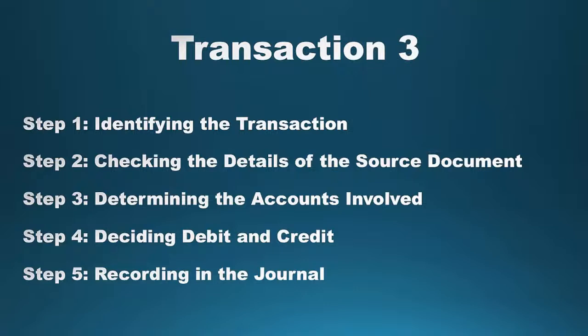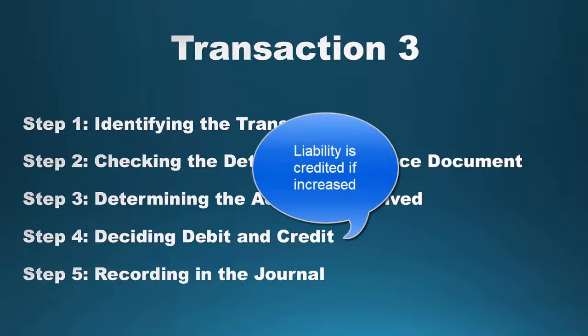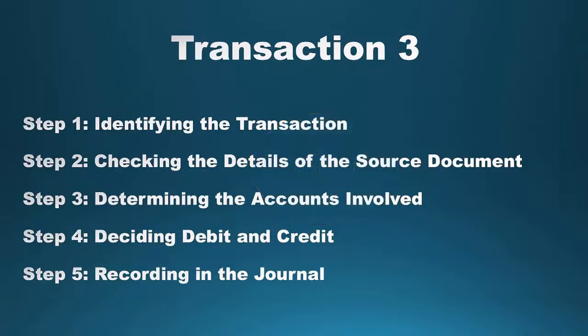Step 4. Deciding debit and credit. Now, let's decide which account is debited and which is credited. The inventory account is debited because the inventory, an asset, is increasing. In accounting, an increase in assets is recorded as a debit. The trade payables account is credited because the liability amount owed to the supplier is increasing. An increase in liabilities is always recorded as a credit. So, we'll debit the inventory account and credit the trade payables account for $3,000.